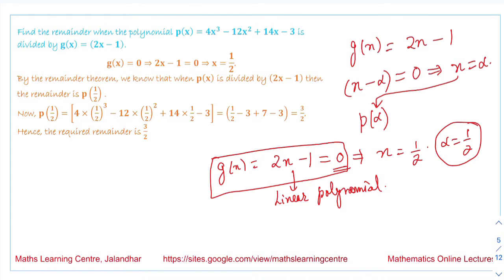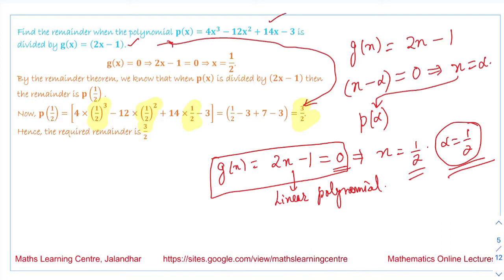So we are saying it is 2x minus 1, equate it equal to 0, you get the value of x is 1 by 2. It means alpha we have to put is 1 by 2. When you substitute these values in this equation, it is 1 by 2 cube, 1 by 2 square and 1 by 2. On solving this, you will get 3 by 2. It means when you divide this polynomial by this polynomial, the remainder will be 3 by 2.